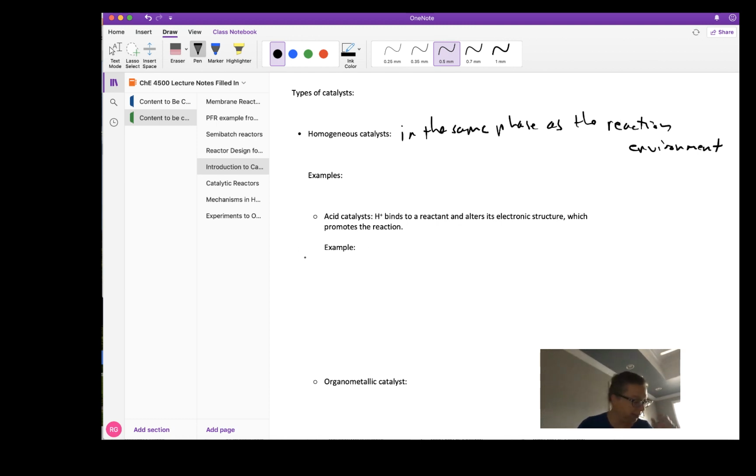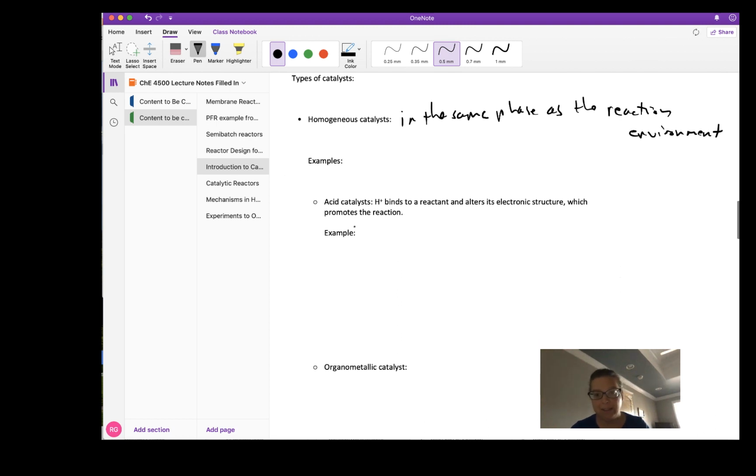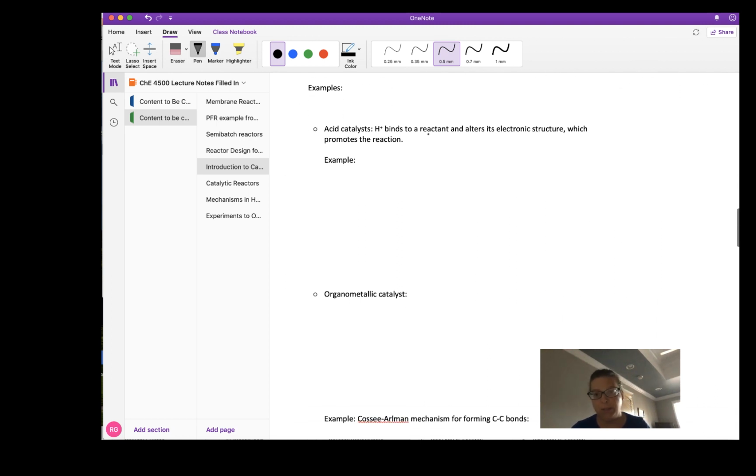So, several examples of those. One is an acid catalyst. Protons bind to a reactant and alter the reactant's electronic structure, which then promotes the reaction. An example of this is Fischer esterification.